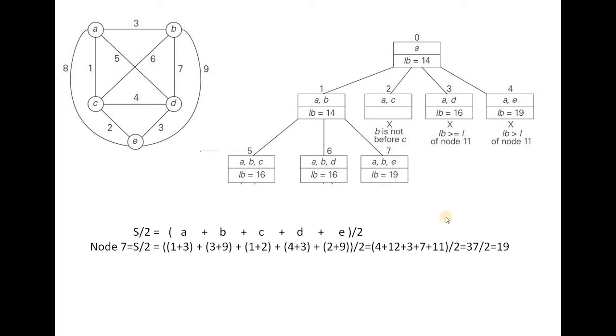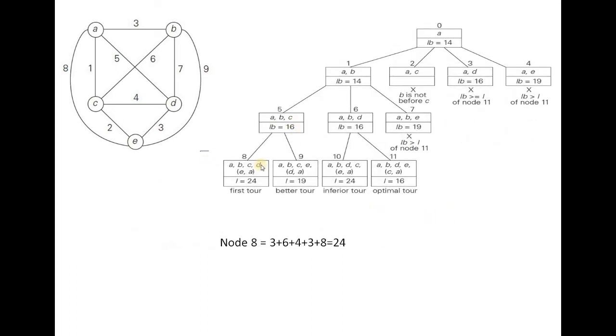Let's see how this is to be done. See here. A, B, C. This path is fixed at this level. And the next 2 possibilities are after C: D, that is A, B, C, D, and then A, B, C, E. So those 2 possibilities are written here.